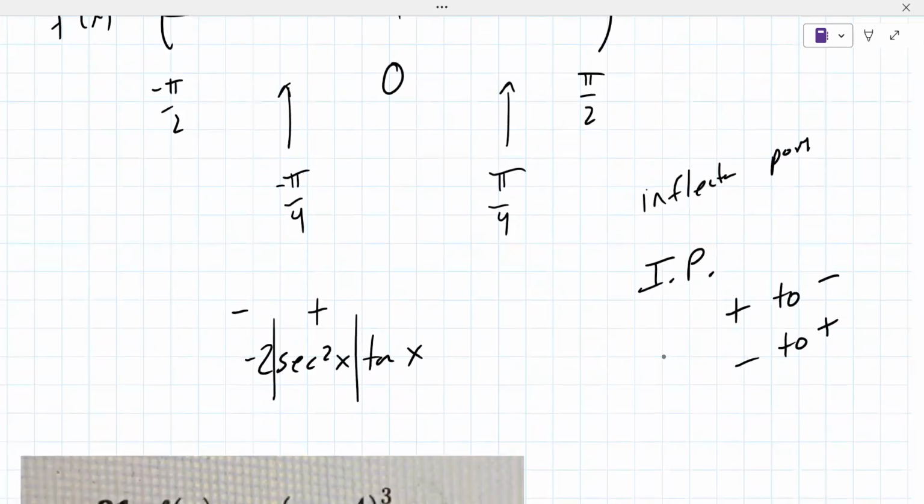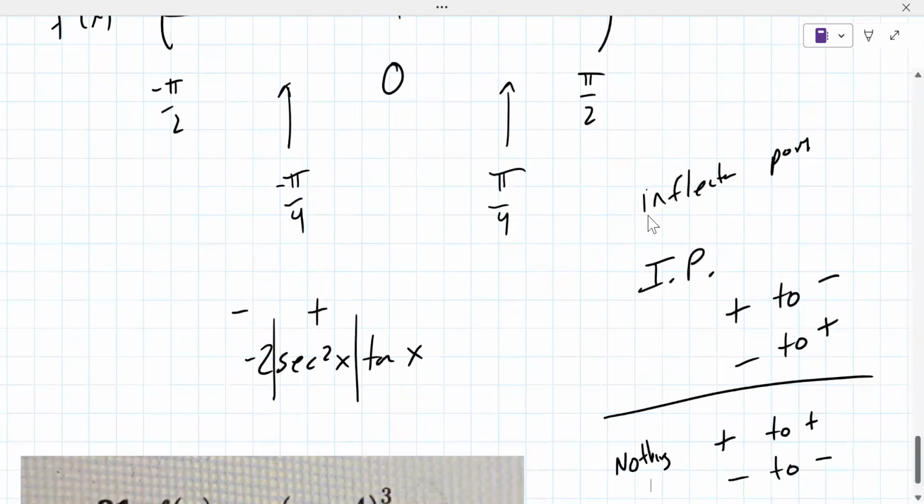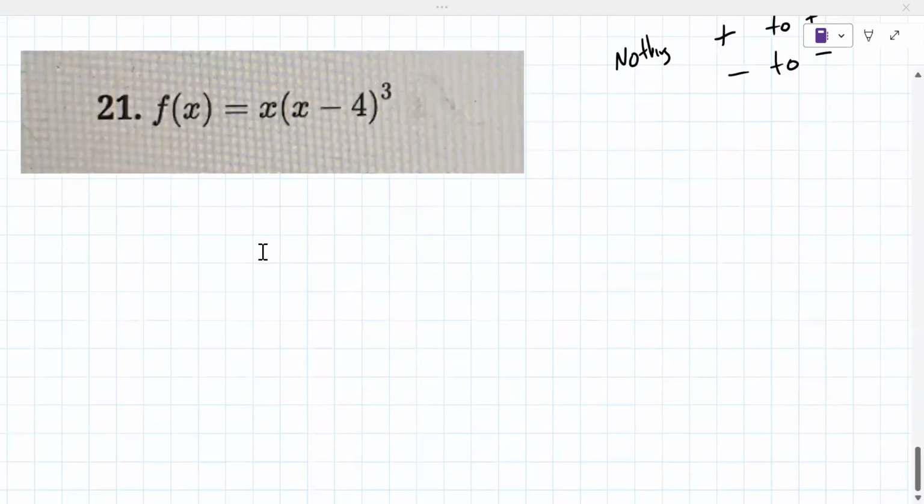It's kind of like the other ones. When you go plus to plus or minus to minus, it's nothing. Good to have on a reference sheet. Okay, so we've got to go take a derivative. Ugh, these are horrible.